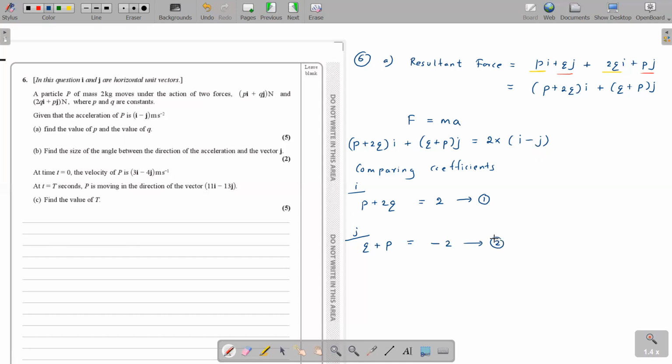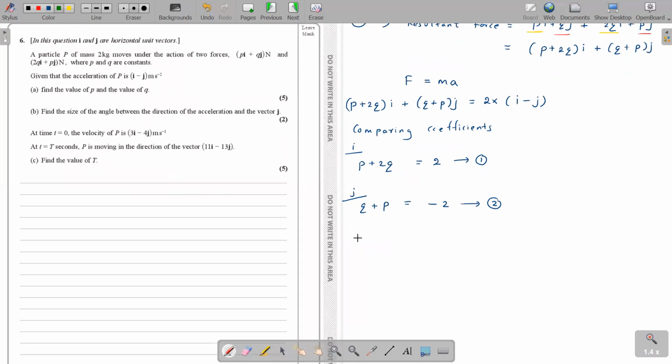So now you have a pair of simultaneous equations. Solve it. It's up to you how you solve it. I can just directly subtract, since I just need to get rid of one variable. I take the first one minus the second one: P + 2Q − Q − P, and 2 minus −2 is plus 2. Basically, the P will cancel off. 2Q − Q is Q, and 2 + 2 is 4. So Q is equal to 4.